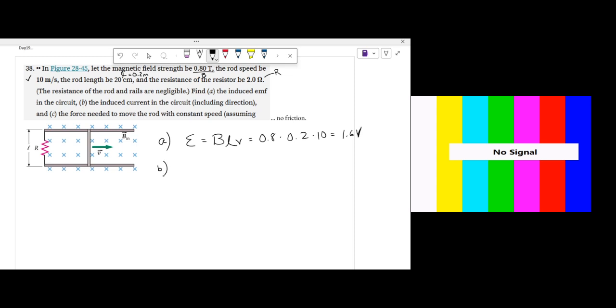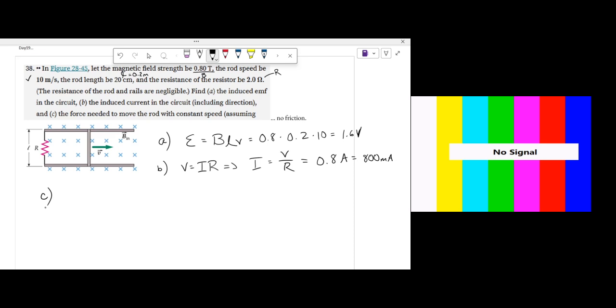Part B, the induced current. I know from Ohm's law that V is equal to IR, which means that I is equal to V over R. The resistance is 2 ohms, so this comes out to be 0.8 amps, or 800 milliamps. And then part C, the net force needed to move the rod at constant speed, assuming no friction.